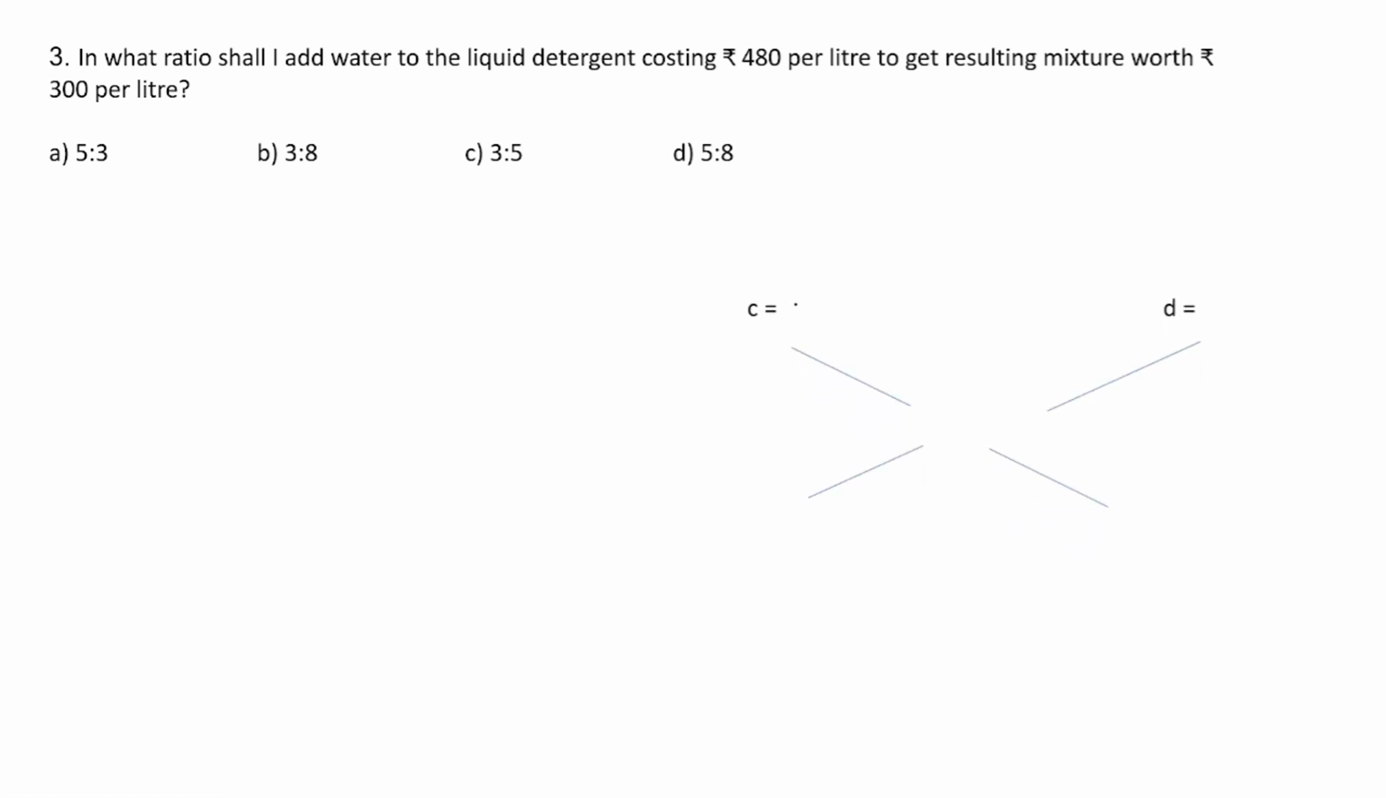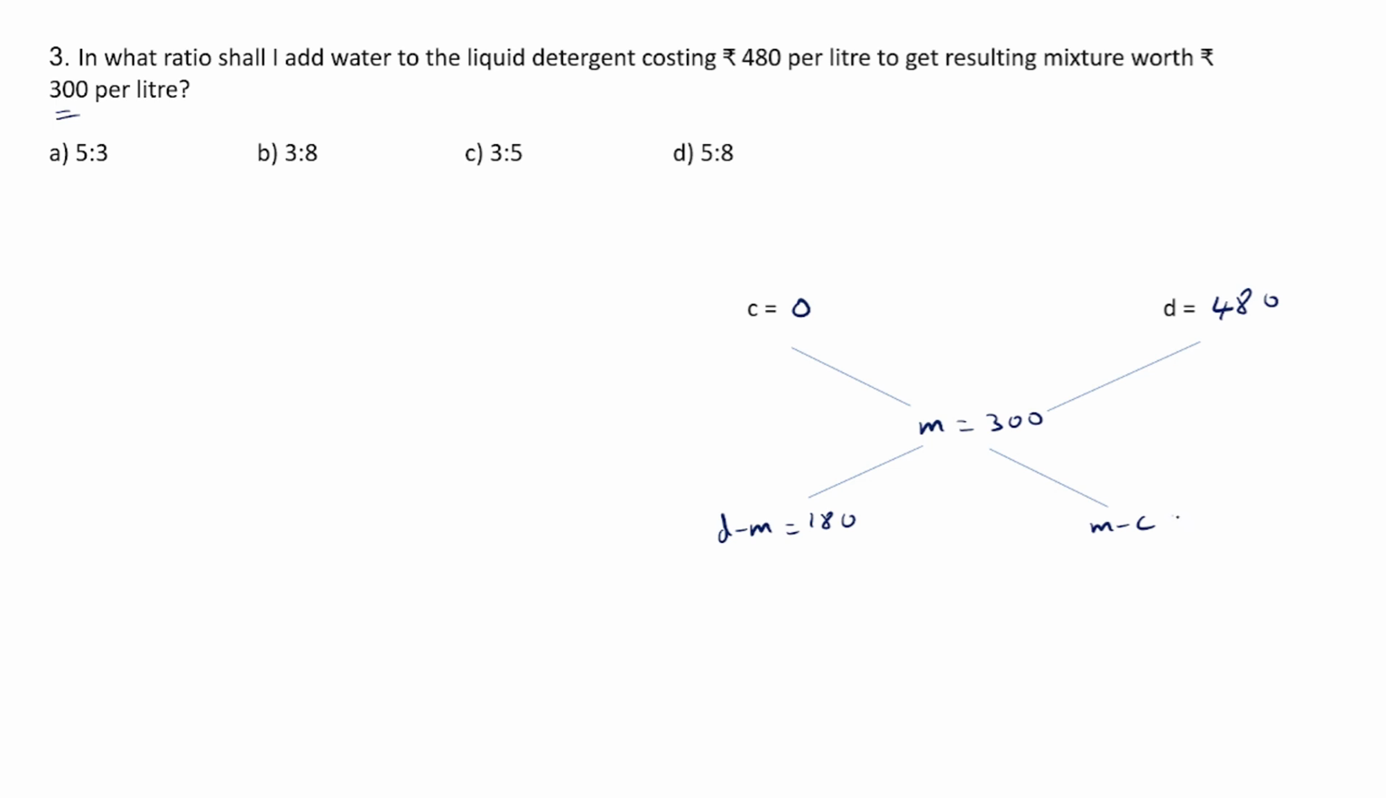So here C is the cheaper quantity, which is water, and the cost is 0. Dearer quantity, the cost is 480. The mean price M is 300 per liter. So here we have D minus M. So 480 minus 300 is 180. And here we have M minus C.